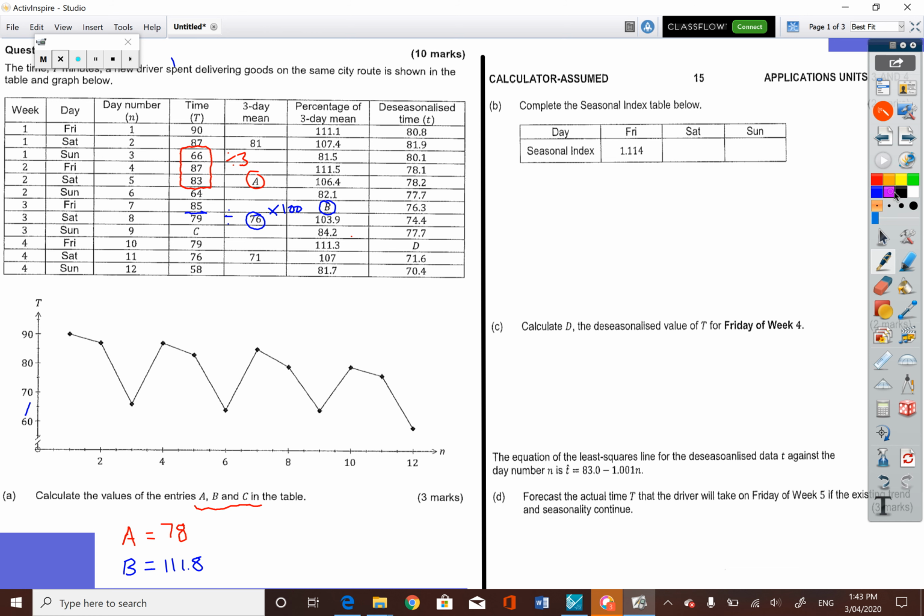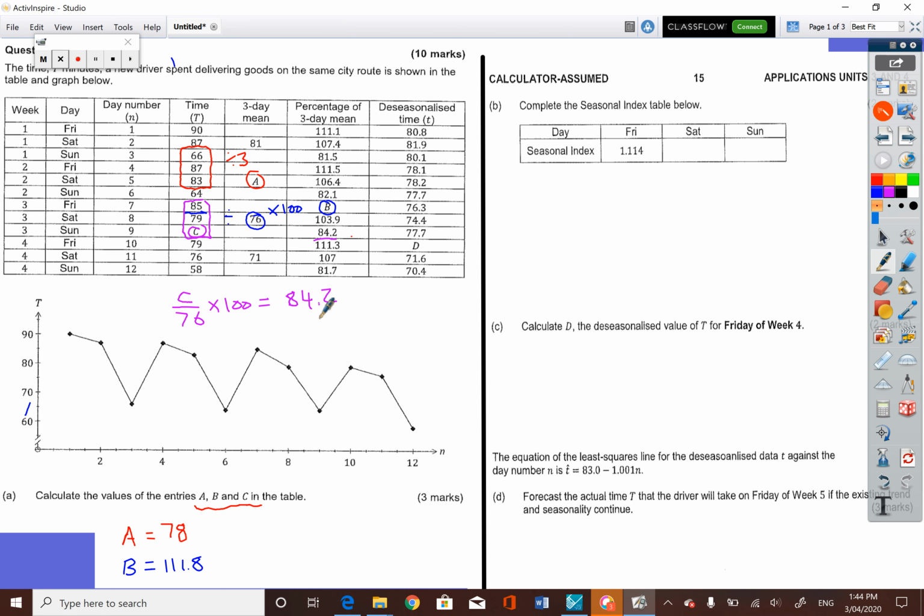C is slightly harder. C is in reverse. So what I'll do is I'll write out the formula. So normally if we look at C, it falls into this little bracket here. So you would traditionally go C divided by that 76, you'd times it by 100, and the answer it would spit out is on our table here, which is 84.2. However, we want to find the value of C. So what we're going to do is work backwards.